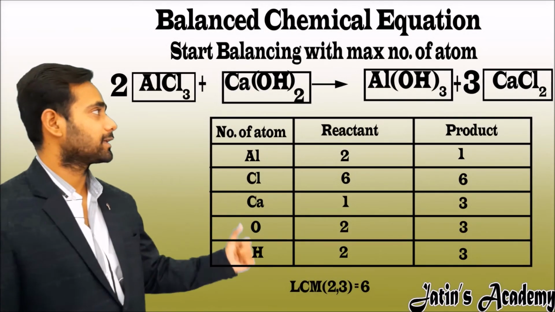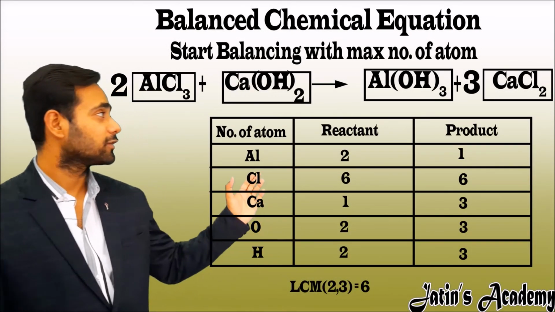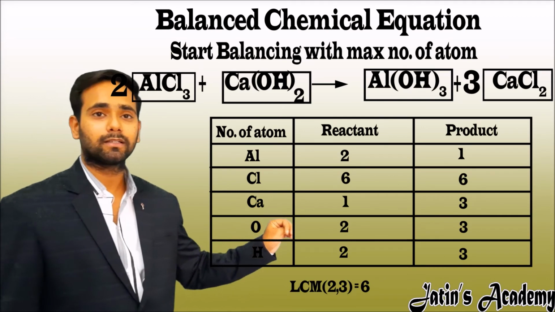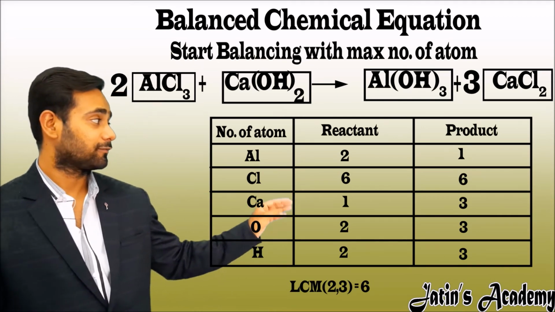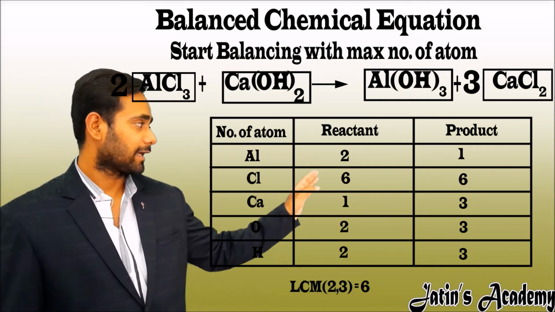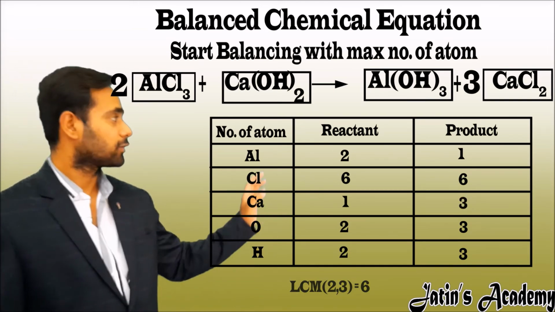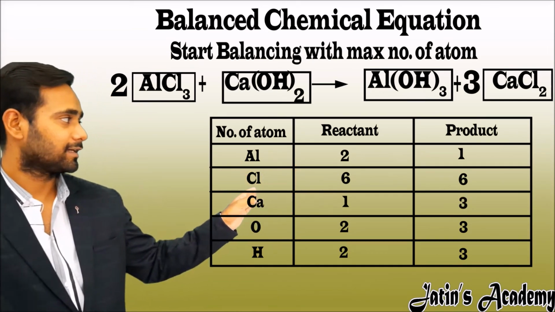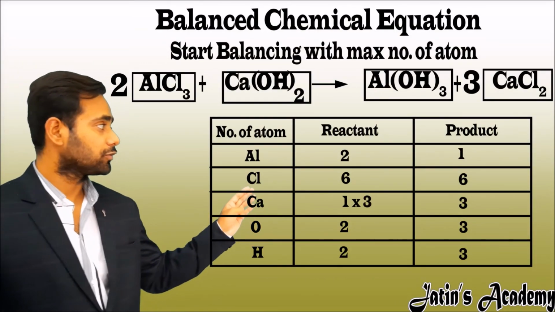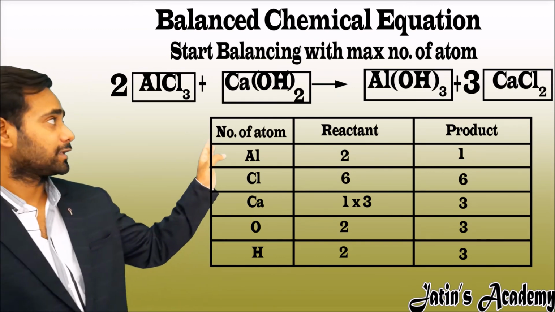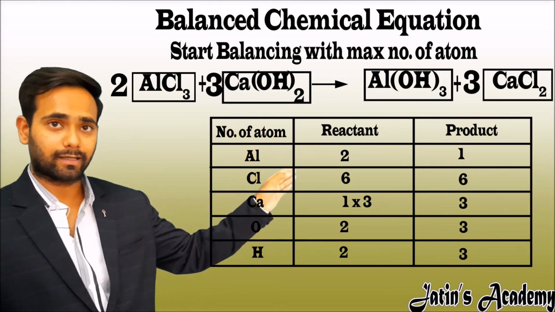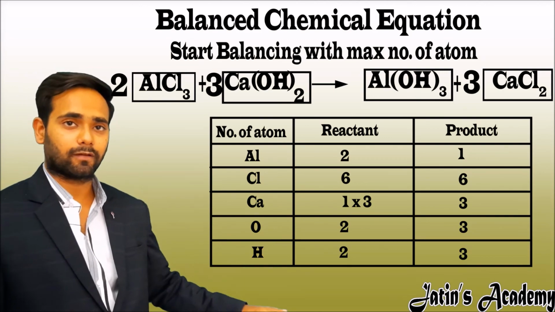Now take the element with the maximum number of atoms. Here you see chlorine is 6 atoms but chlorine is balanced, so no need to take chlorine. The other numbers are calcium, hydrogen and oxygen, which are 3 atoms on the product side. For simplicity I am starting with calcium. Now balance the calcium. On the product side calcium is 3 and on the reactant side calcium is 1. So we have to multiply by 3 on the reactant side. In order to make the calcium 3 we have to multiply 3 with the box which has calcium hydroxide, and again make a new table with the new number of atoms in it.